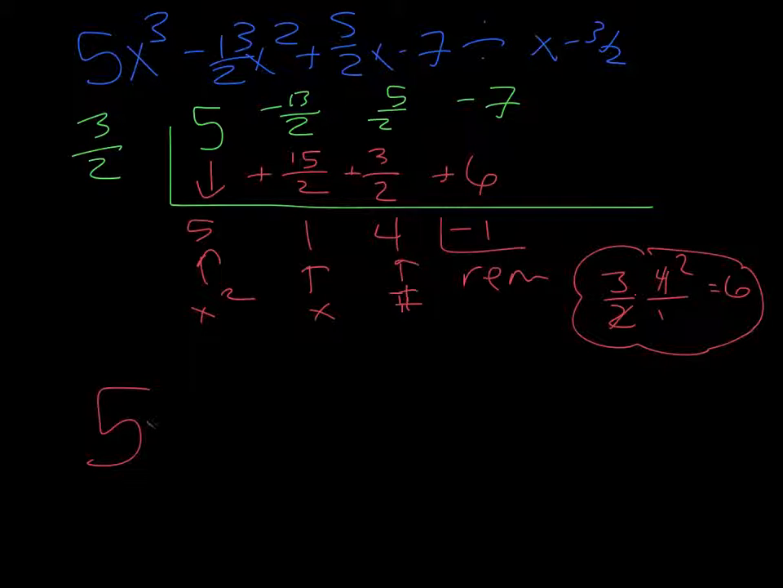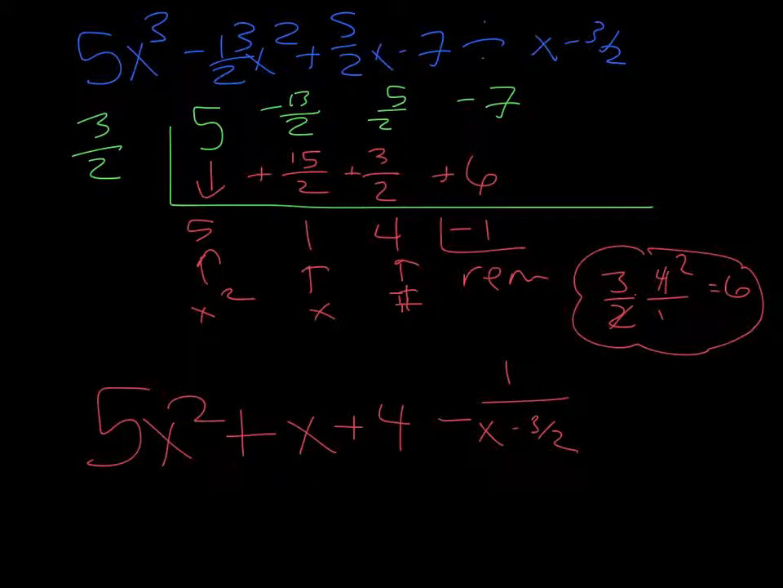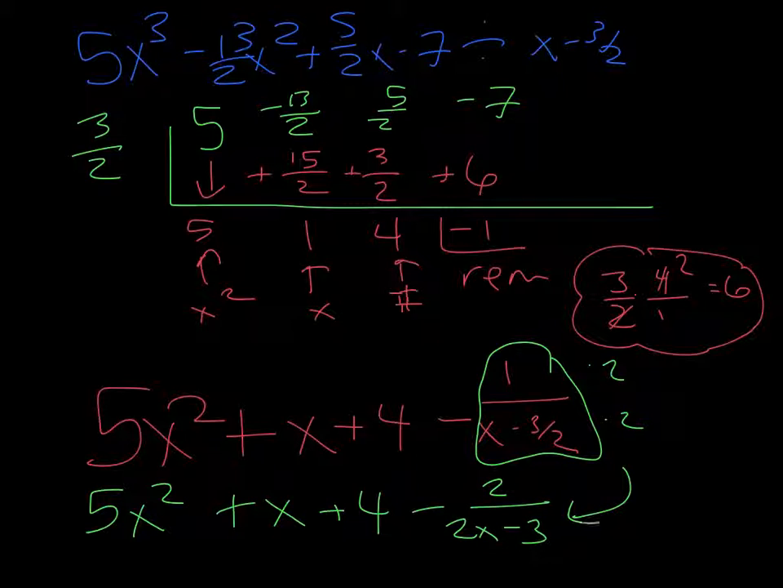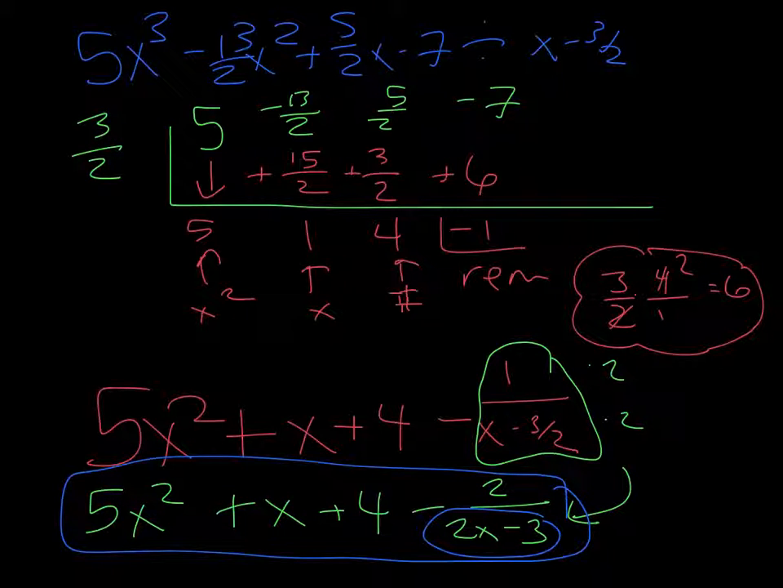So we get 5x squared plus x plus 4 minus a remainder of 1 over x minus 3 halves. And if you want to clean this up even more so that it doesn't look like a fraction within a fraction, I could multiply the entire thing by 2 on top, 2 on bottom. That's going to give me 5x squared plus x, because if you remember, my original one was not x minus 3 halves, it was 2x minus 3. So you need to multiply to get back to what your original one was. And that is my division for this one.